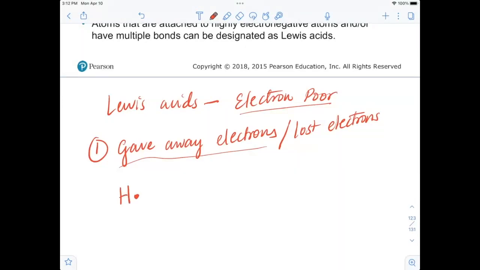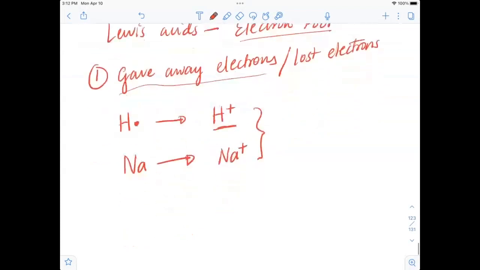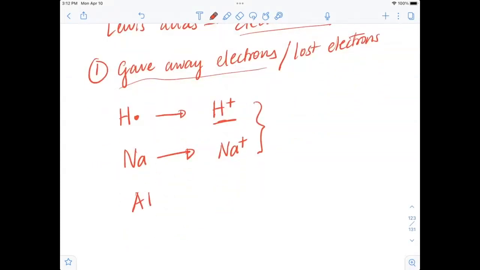Example, hydrogen used to have one electron. If it gives its electron away, it becomes hydrogen plus, right? The plus here indicates that it did have it, but now it doesn't because it gave it away or it lost it. Same thing here. Sodium can have a bunch of electrons, but if it gives away one electron, now it is Na plus. So these two are electron poor species. Aluminum, of course, sodium is in group one, so I'll put one here. Aluminum has three valence electrons. If it gives all three away, guess what? It's poor. And you can see right here, according to Lewis, this one here is very poor.